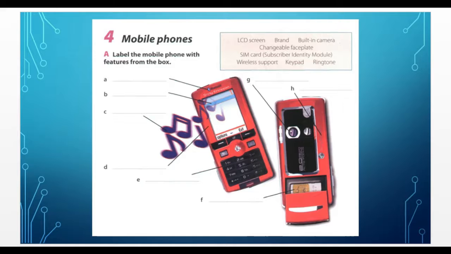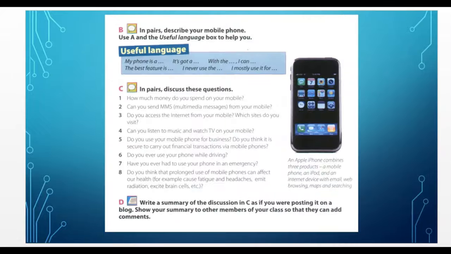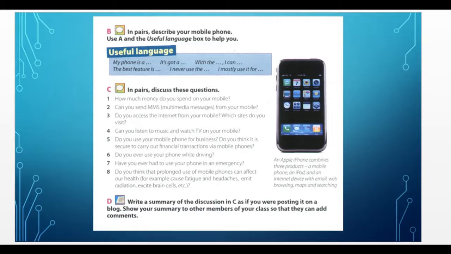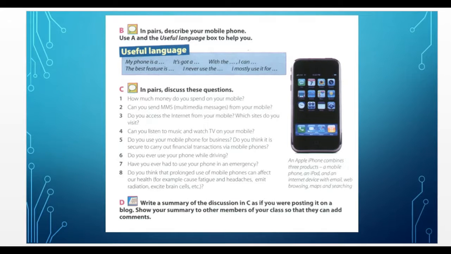Your home task is task 4. Mobile phone. Label the mobile phone with the features from the box and describe your mobile phone. Use please a useful language box to help you. Answer the question. Try to discuss it with your friends online, or you can write me your answers. Write a summary of the discussions and post it on a blog. Show your summary to other members of your class so that they can add comments. You will see a video.